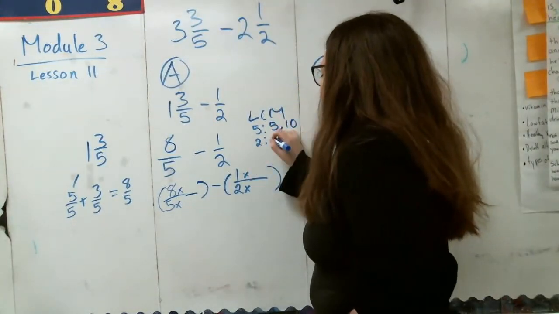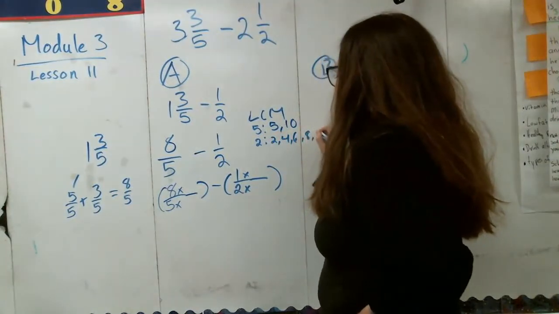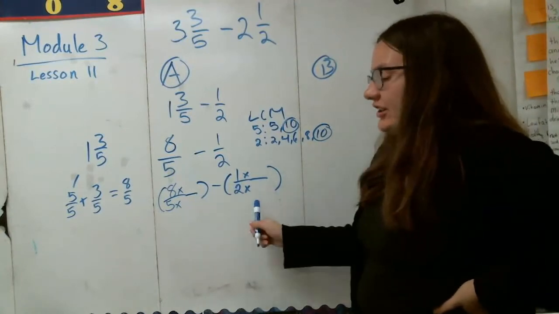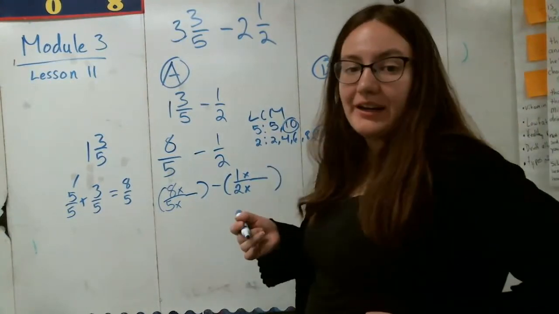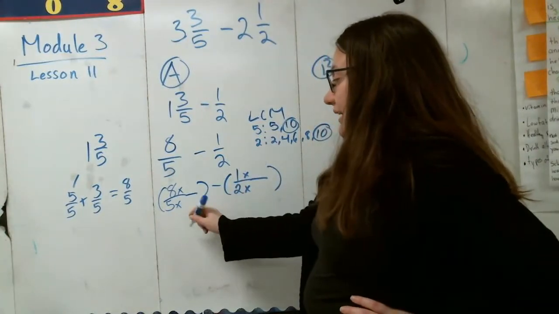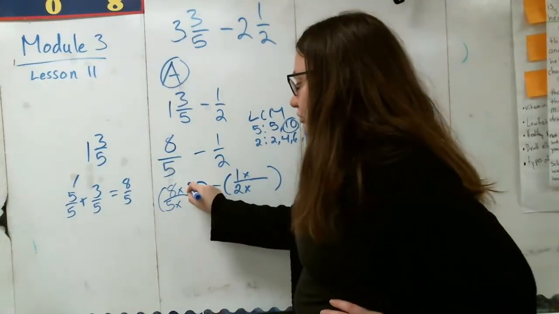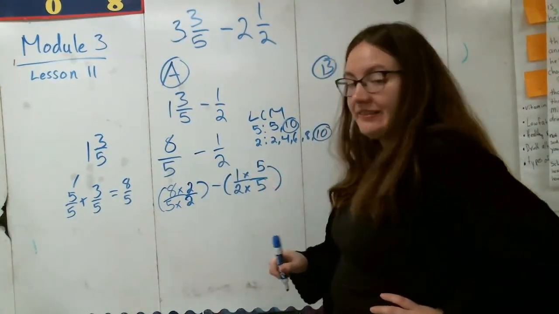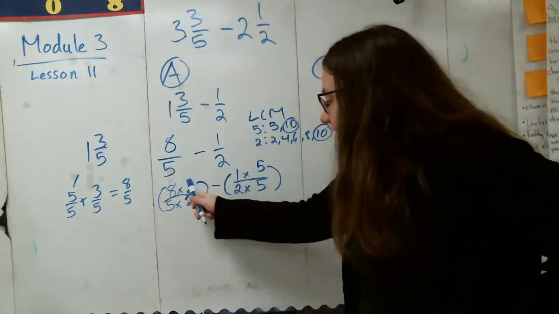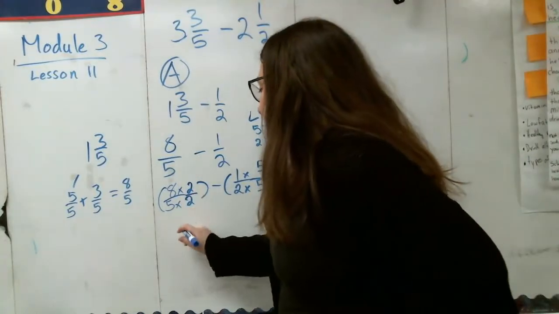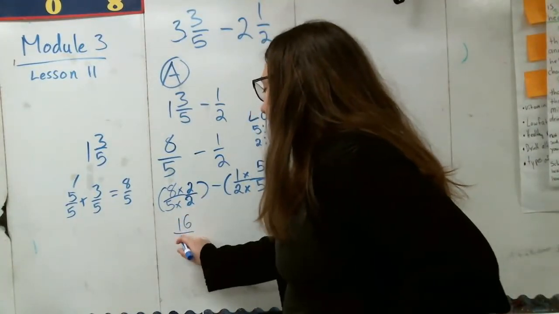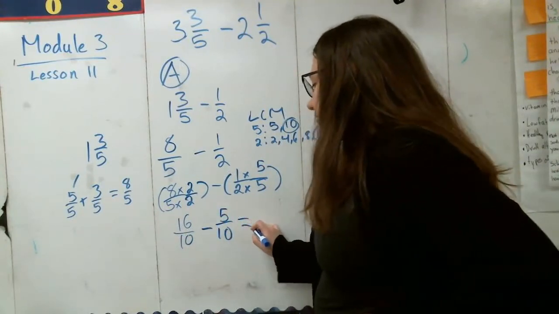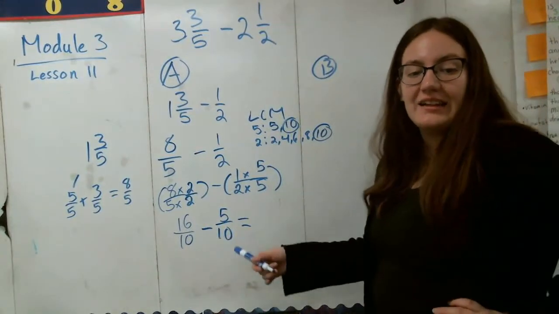But if I count out by 5s and then I count out by 2s, I'll see that my least common multiple is 10. So I want to multiply each of these by a number that will give them a denominator of 10. So to do that, I'm just going to multiply 8/5 by 2 over 2. And then I'll multiply 1/2 by 5 over 5. I now can solve these little mini problems to give myself my equivalent fractions. So 8 times 2 is 16, 5 times 2 is 10, 1 times 5 is 5, and 2 times 5 is also 10. So now I have 16/10 minus 5/10.